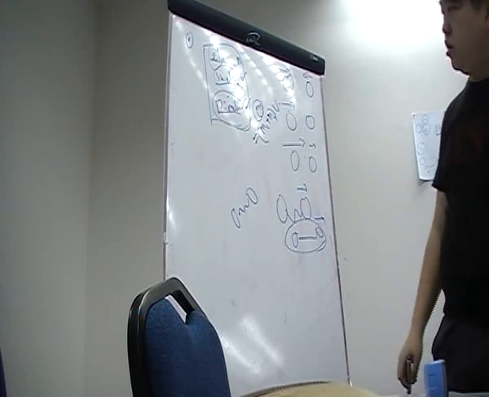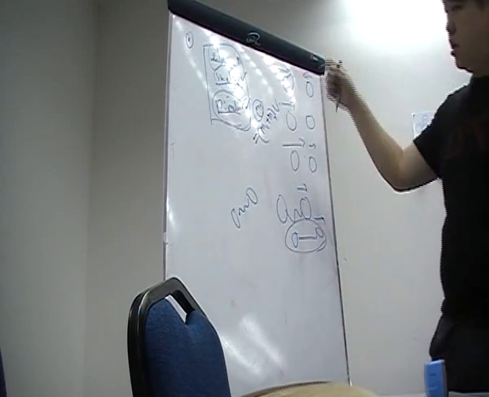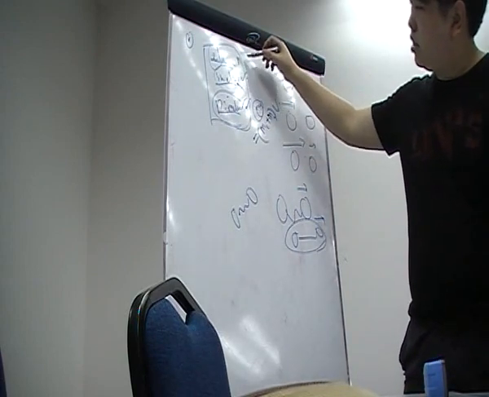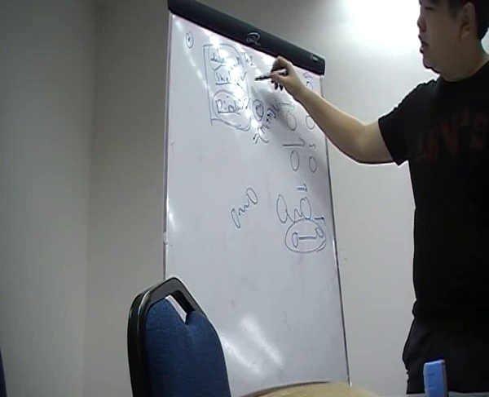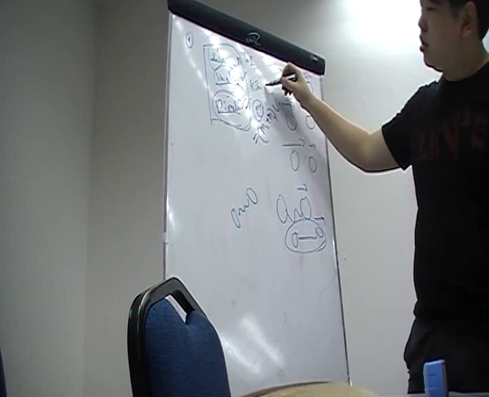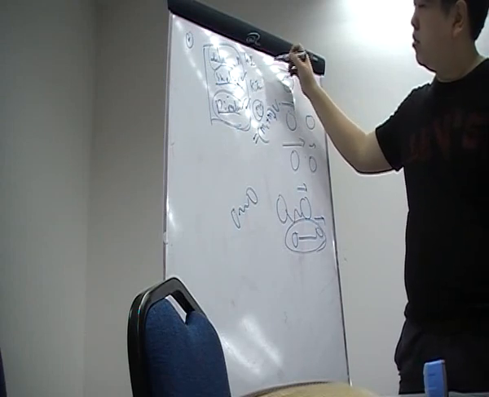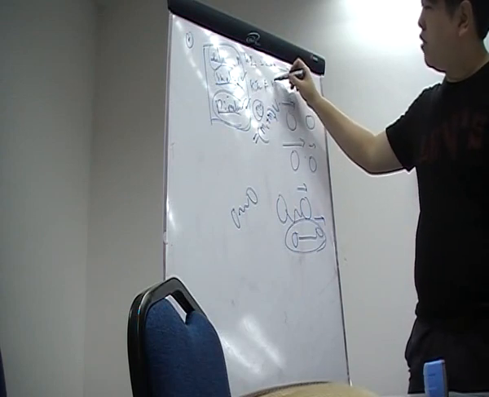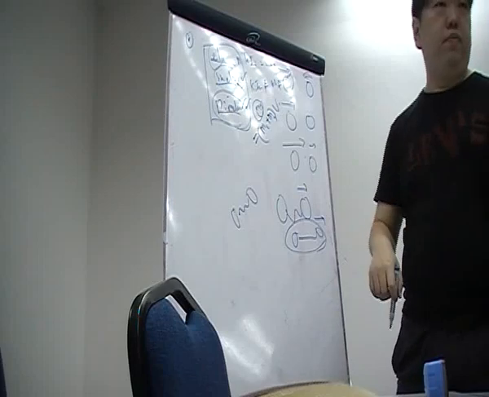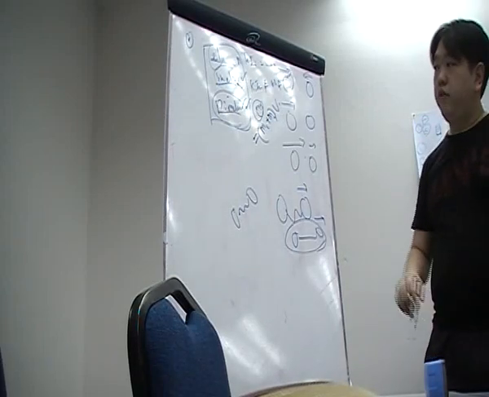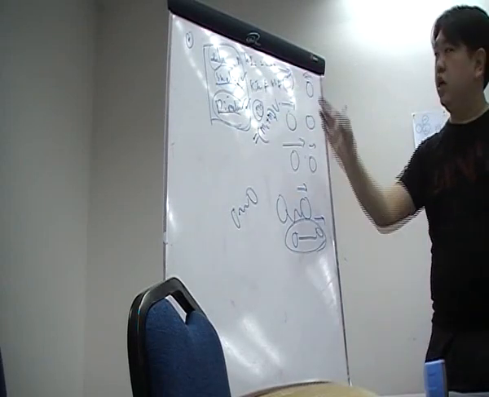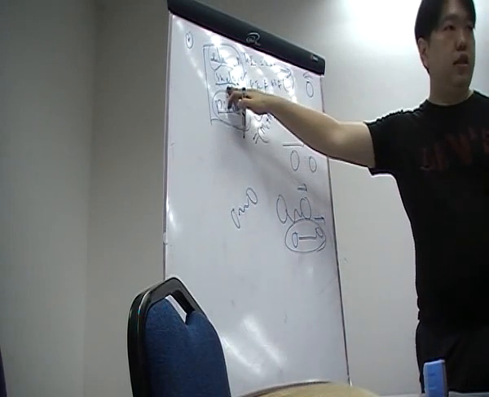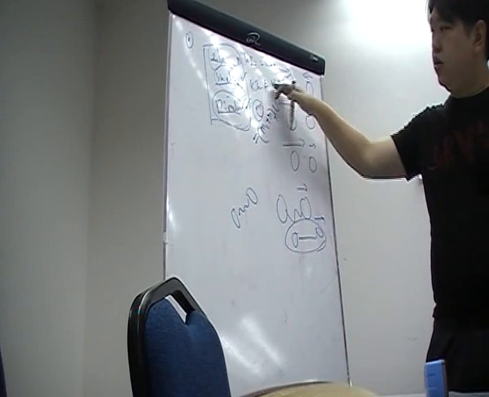Elastic means KE is conserved. Inelastic means KE is not conserved. That means for elastic, KE initial equals KE final, and for inelastic, KE initial does not equal KE final. Perfectly inelastic is also inelastic, so KE is not conserved.